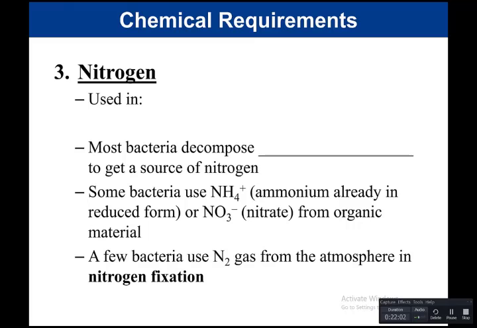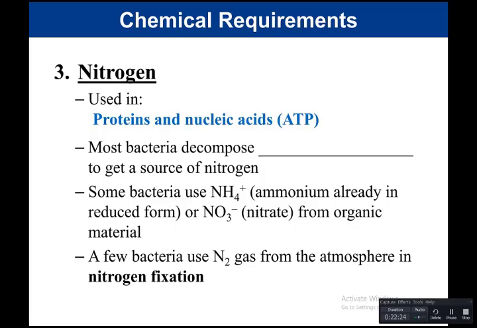Next, we have our nitrogen. Nitrogen is used to make which macromolecules? So in lab, this has been discussed several times. For nitrogen, it's used in proteins and nucleic acids. Nucleic acids include DNA, RNA, and even ATP.